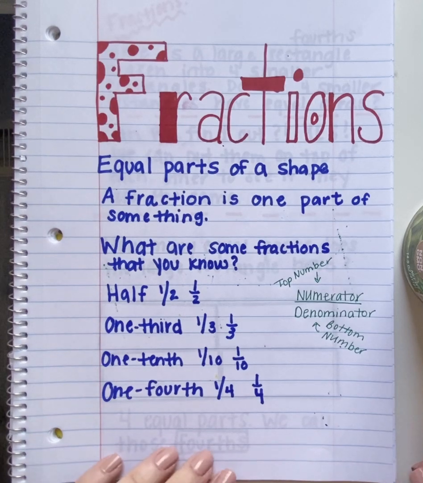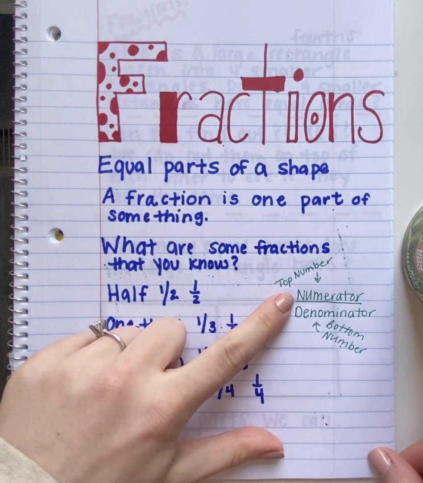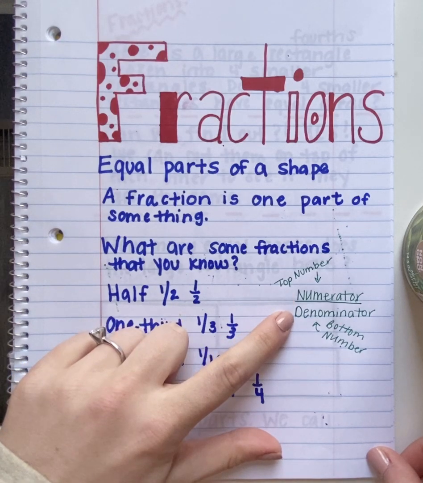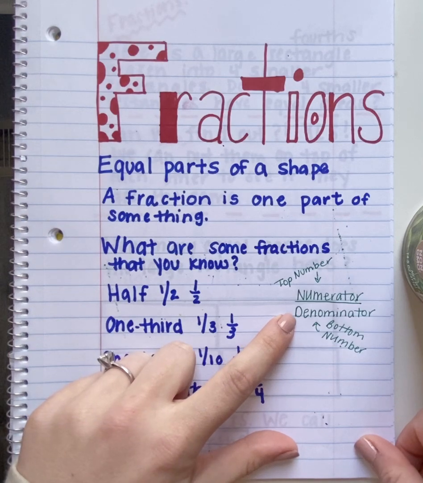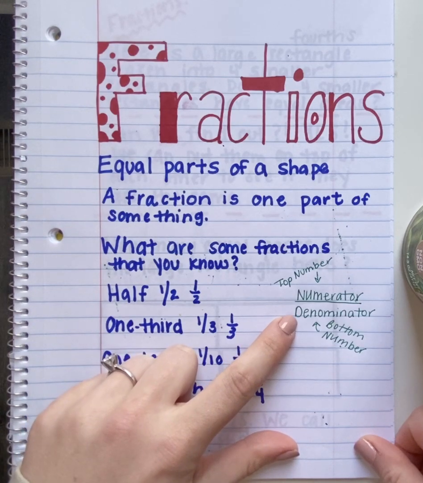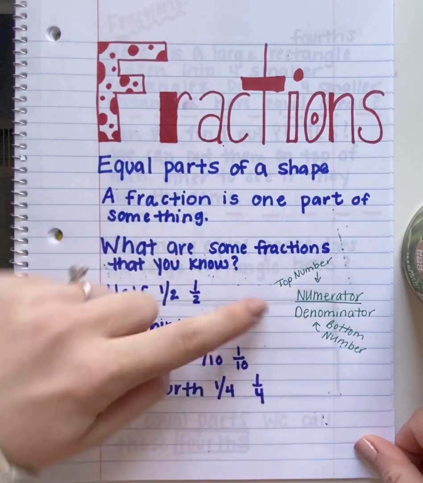To read a fraction, you need to know that the top number is called the numerator and the bottom number is called the denominator. And the easiest way to remember that is that down starts with D and denominator starts with D. So the denominator is down, it's the one on the bottom.